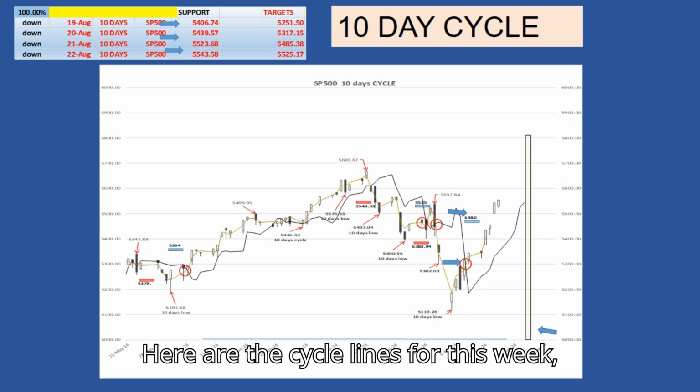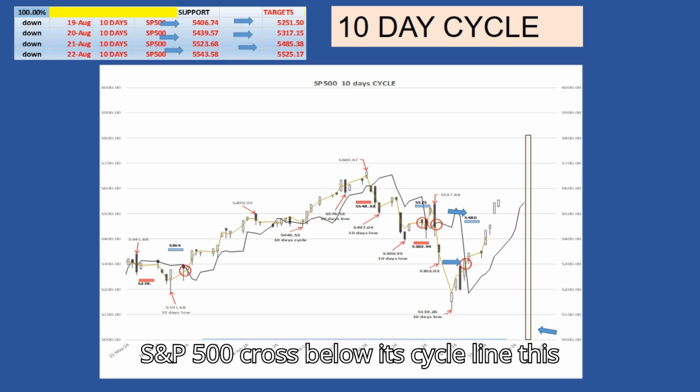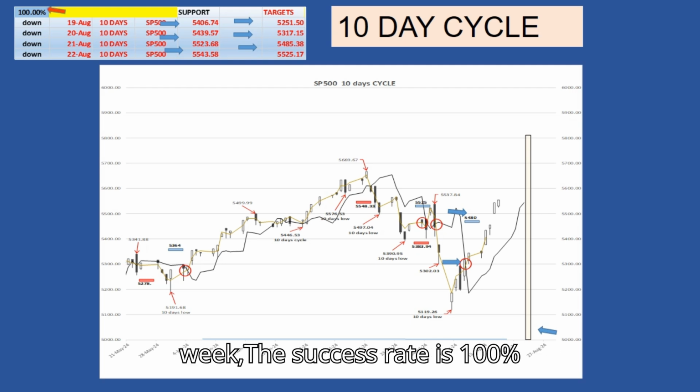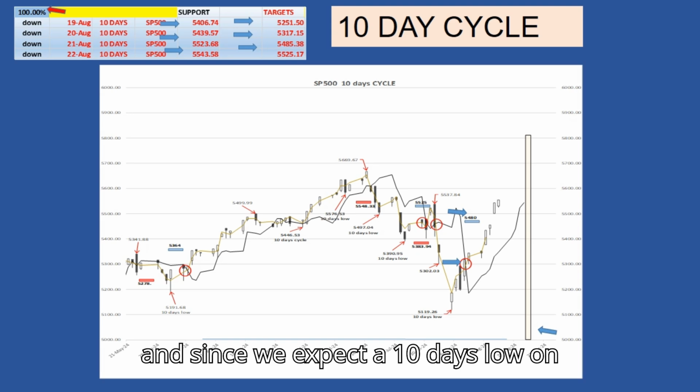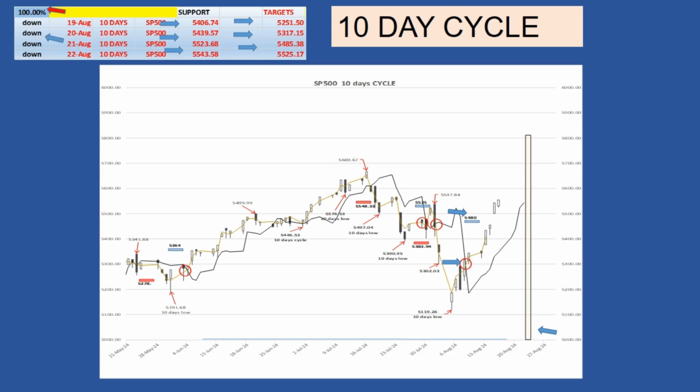Here are the cycle lines for this week and their potential target. If the SP 500 crossed below its cycle line this week, the success rate is 100%, and since we expect a 10-day low on August 22nd, the cycle trend is down.